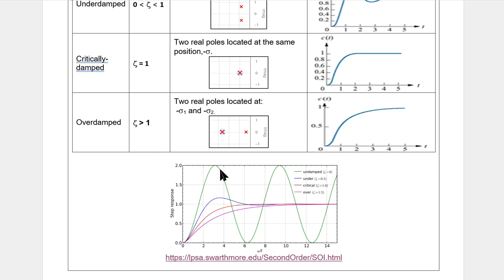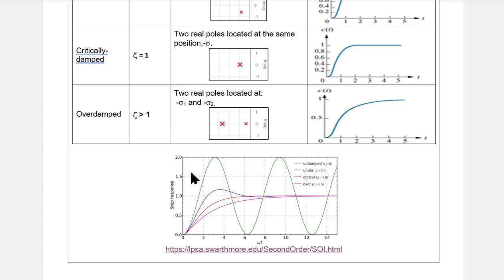We can look at this plot. It compares all the 4 types of responses. When zeta is 0, it's undamped. It's oscillating forever. When zeta is 0 to 1, it oscillates but slowly saturates to a specific value. When zeta is exactly 1, it doesn't oscillate, it increases and immediately saturates. When zeta is greater than 1, it increases much more slowly. It's much more damped, so it increases slower and saturates at a longer time.